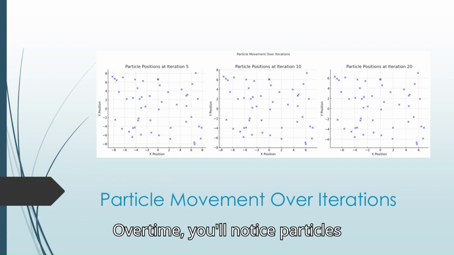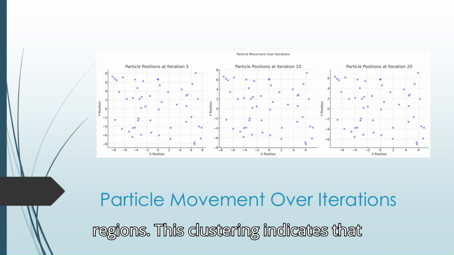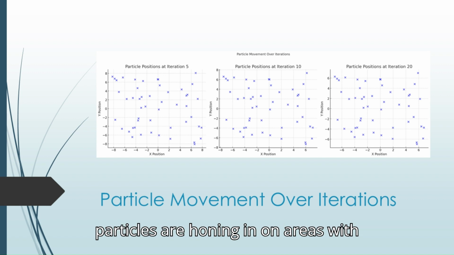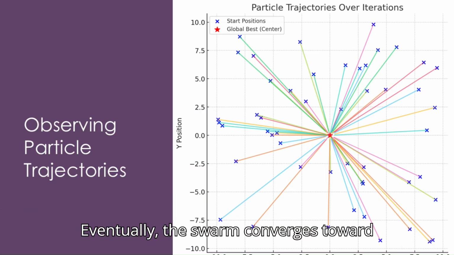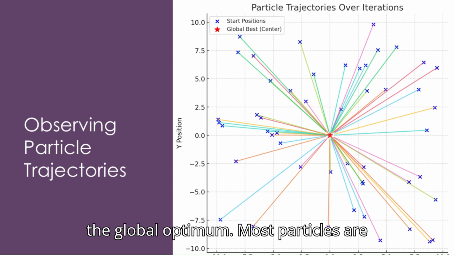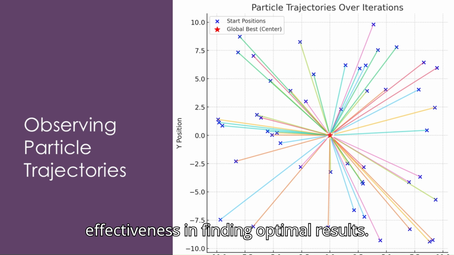Over time, you'll notice particles starting to cluster around certain regions. This clustering indicates that particles are honing in on areas with better objective function values. Eventually, the swarm converges toward the global optimum. Most particles are located near the best solution, demonstrating the algorithm's effectiveness in finding optimal results.